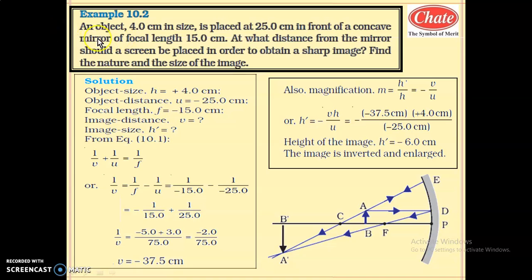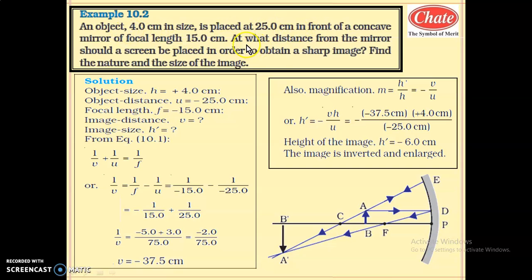Now the mirror is concave. Concave means its focal length is negative. This you must understand: a concave mirror means focal length is negative. 25 centimeter, where the object is placed, is not the focal length. It is the distance U, and U is always negative because the object is always placed in front of the concave mirror. Here the focal length is 15 centimeter. So here F is minus 15 centimeter. Since the mirror is concave, U is minus 25 centimeter.